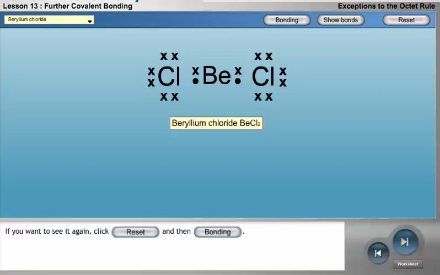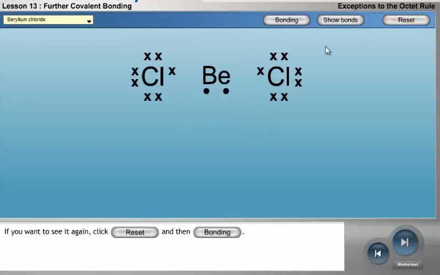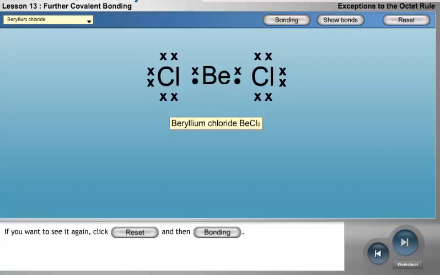If you want to see it again, click Reset and then Bonding. How many electrons are there around each chlorine atom in the molecule? Answer: 8, including 2 in a covalent bond. How many electrons are there around the beryllium atom in the molecule? Answer: 4.